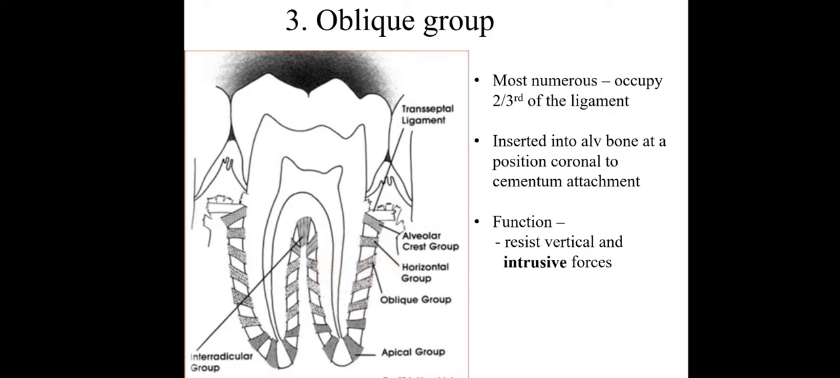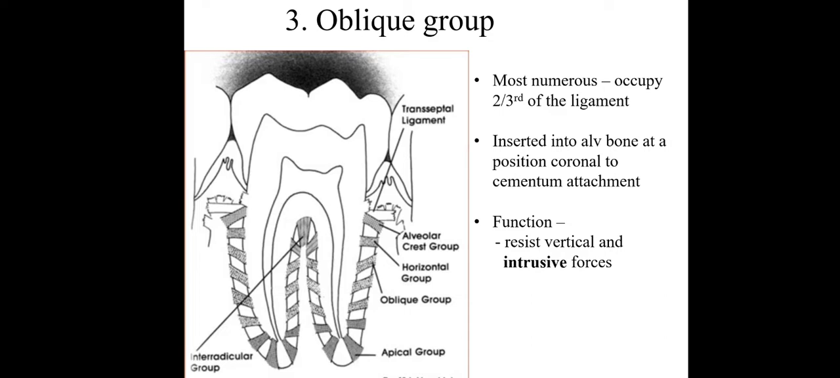Now the oblique group of fibers, just look at the direction. They extend in a direction opposite to that in which alveolar crest fibers extend. Alveolar crest fibers extend from alveolar bone more cervically and insert into the cementum. Oblique group of fibers start from the alveolar bone, extend in an apical direction and join the cementum more apically. So again, the direction gives us a hint as to its function, that is, it resists vertical and intrusive forces.